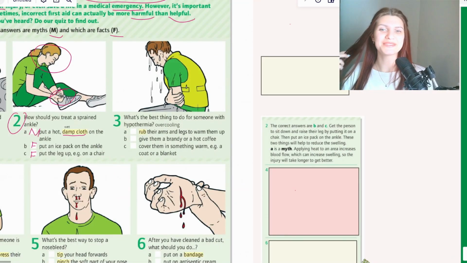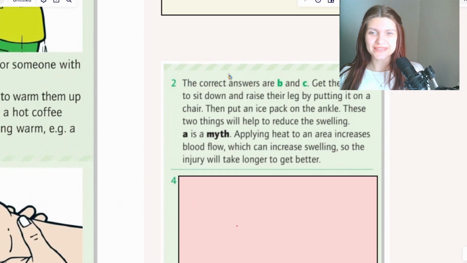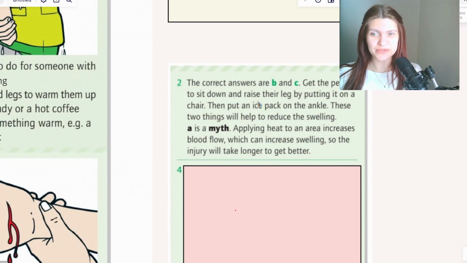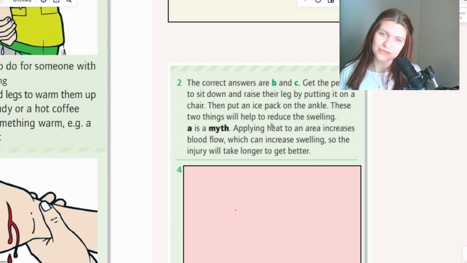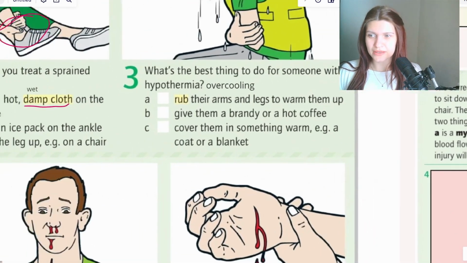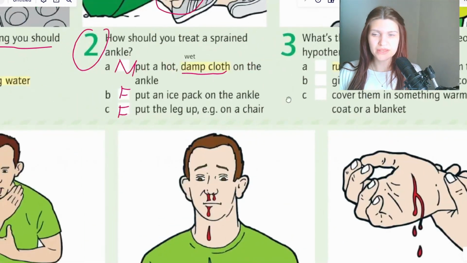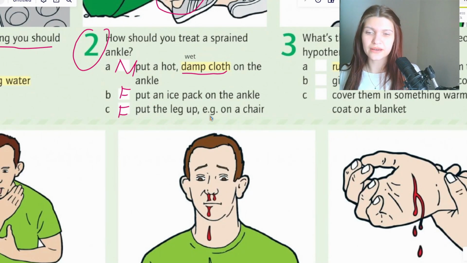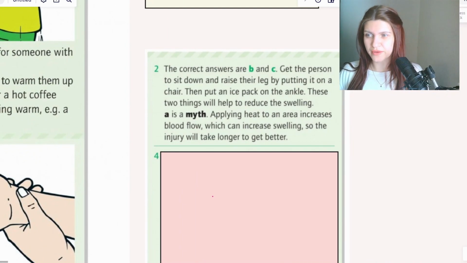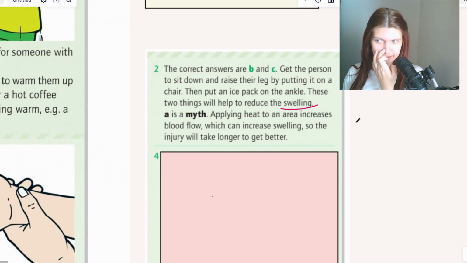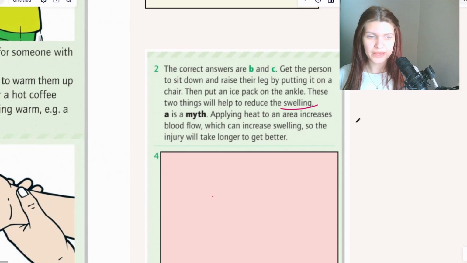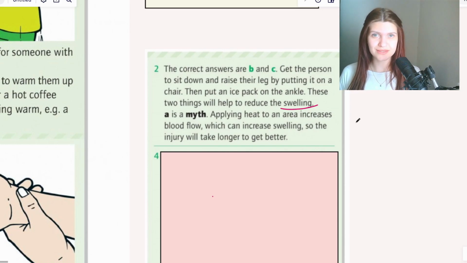Let's continue. The correct answers are B and C. Get the person to sit down and raise their leg by putting it on a chair. Then put an ice pack on the ankle. These two things will help to reduce the swelling. Yeah, of course. Let's remember, B and C, put an ice pack on the ankle and put the leg up. They are facts. And let's pay attention to this word, swelling. I don't know how to explain it in English. It's отек in Russian. Maybe it's when, for example, your leg is getting bigger.